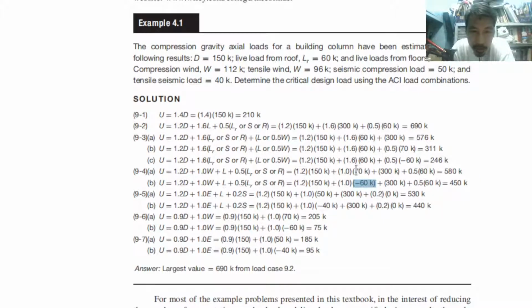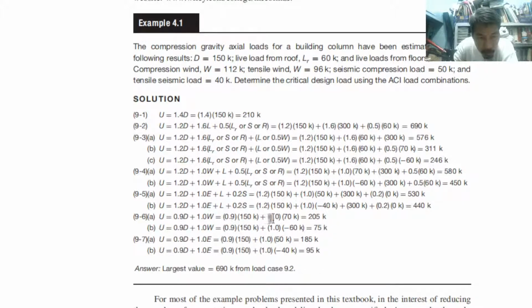So, apparently, the given value for wind load is different. So, what about earthquake load? The given value for earthquake load is 50 and 40. Can we check it? 50 is compression. 40 is tension. That's why it is negative. So this is the correct value.